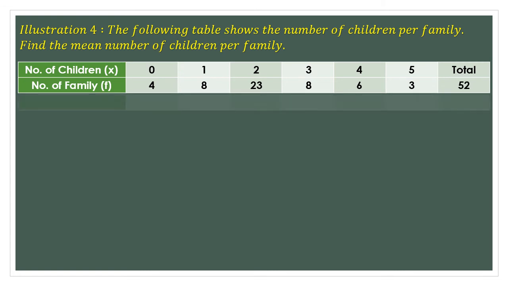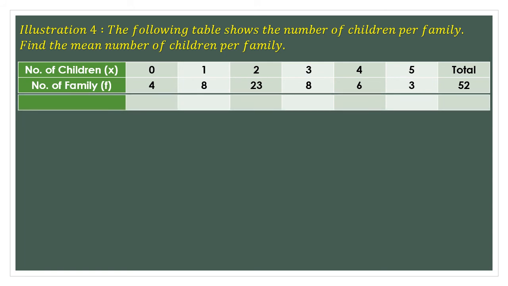Now we need to add a table value here. As you can see, number of children X and number of families F are there. So we need to multiply our observation with our frequency for the sake of calculating mean. So I will call it Fx, that is 0 into 4, 0, 1 into 8, 8, 23 2s are 46, 8 3s are 24, 6 4s are 24 and 3 5s are 15. So when you make a total of the Fx, it becomes 117.